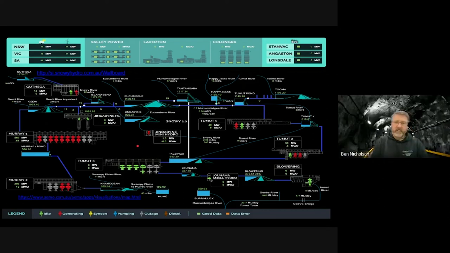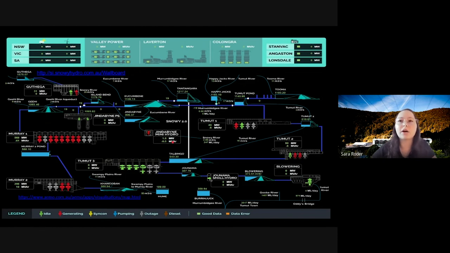Really cool. Thanks, Sarah. You've spoken a lot there about our generators, which you can see here in red when they're turned on, green when they're waiting to turn on, and grey when they're turned off completely when we want to do work on them. Don't we have a lot of pumps as well, some really large pumps? Yeah, so we've got quite a few pumps throughout the scheme as well.